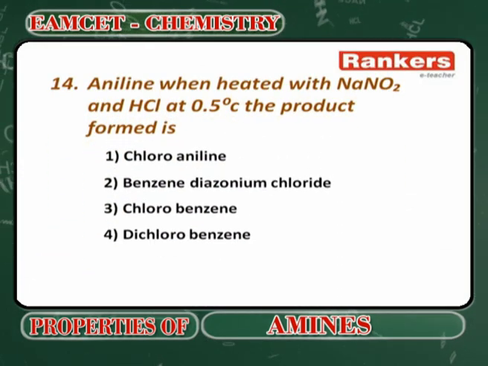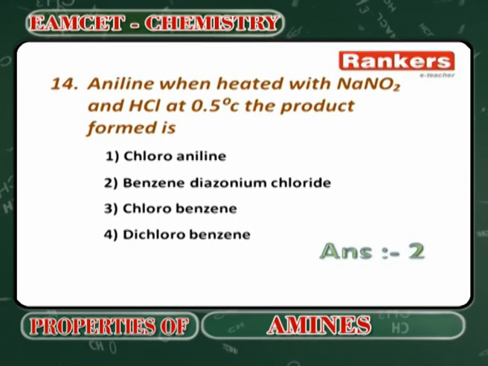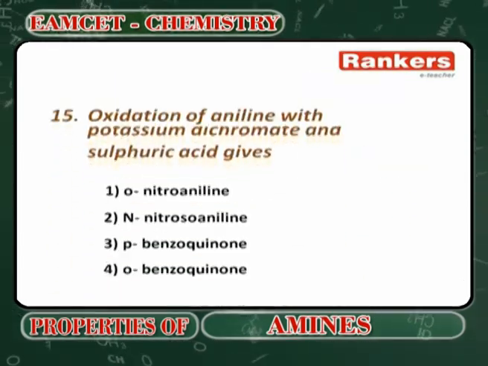Aniline when treated with sodium nitrite and HCl, diazotization takes place, you will get benzene diazonium chloride. The second answer is right, it is a diazotization reaction.